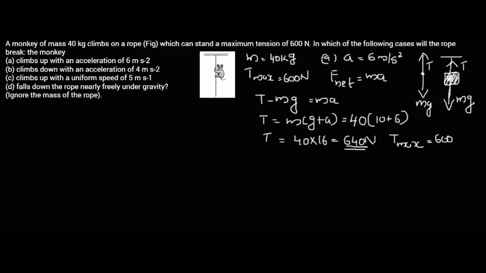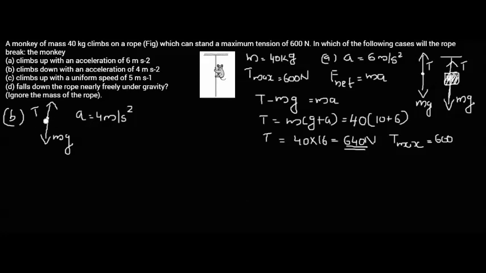Okay. Now let's move on to the second part, part B of the question. The monkey climbs down with an acceleration of 4 meter per second square. So again, drawing the free body diagram, the weight of the object is acting in the downward direction. The tension is acting in the upward direction. And here the acceleration is given as 4 meter per second square.